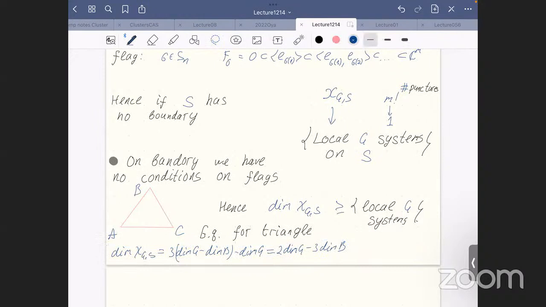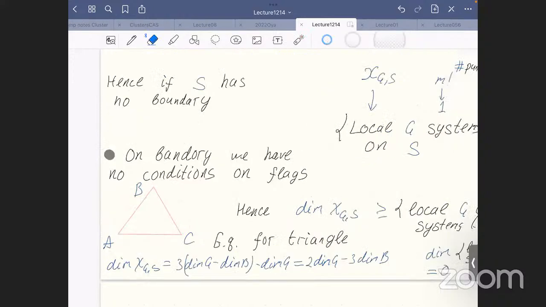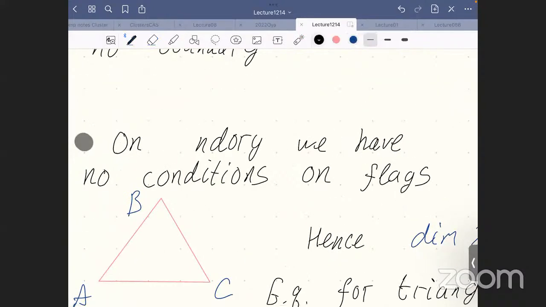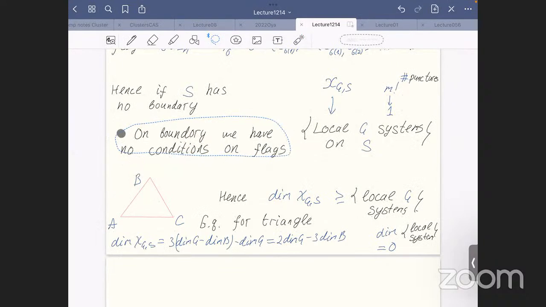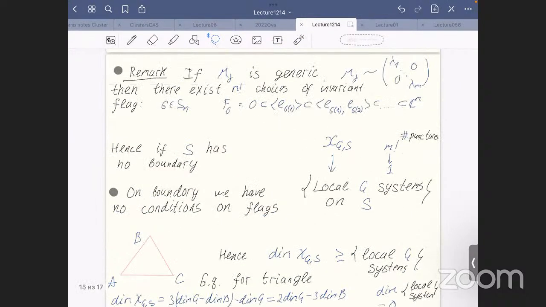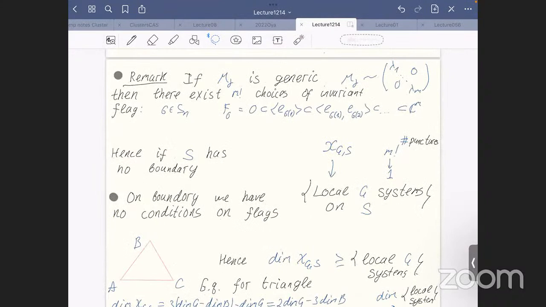And on the contrary, the dimension of the space of local systems is equal to 0, since we have a triangle which is contractible. So the only local system is trivial. Okay. Any questions so far?